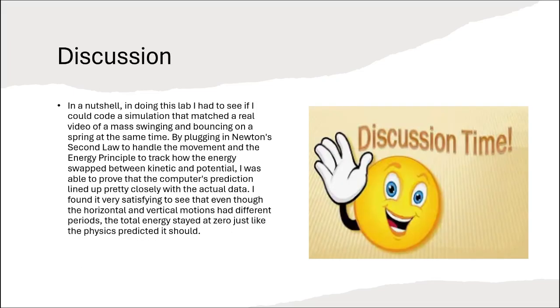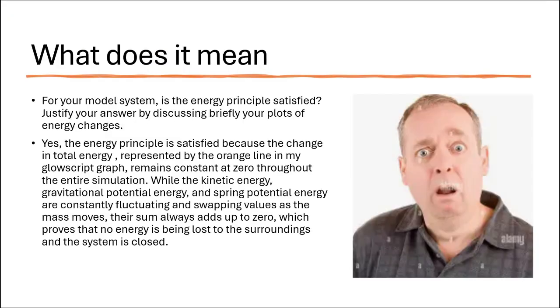and other things that we didn't include, like air resistance. In a nutshell, in doing this lab, I had to see if I could code a simulation that matched a real video of a mass swinging and bouncing on a spring at the same time. Plugging in Newton's second law to handle the movement and the energy principle to track how energy swapped between kinetic and potential, I was able to prove that the computer's prediction lined up very closely with the actual data. I'm going to kind of blast through some of these because I'm running out of time.